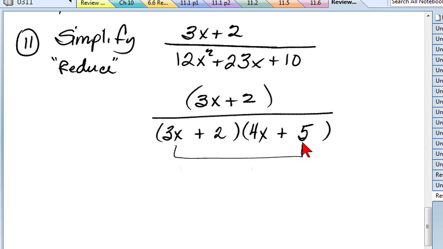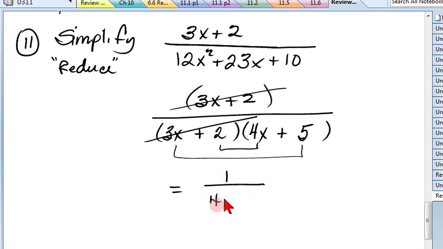The outer product is 15x. The inner product is 8x. Those do add up to be 23x. So I have the right factors. Now, do you see the common factor of 3x plus 2? Your final answer, simplified, is 1 over 4x plus 5. Not a guarantee that'll always work, but when it's an academic textbook type problem, it might work.